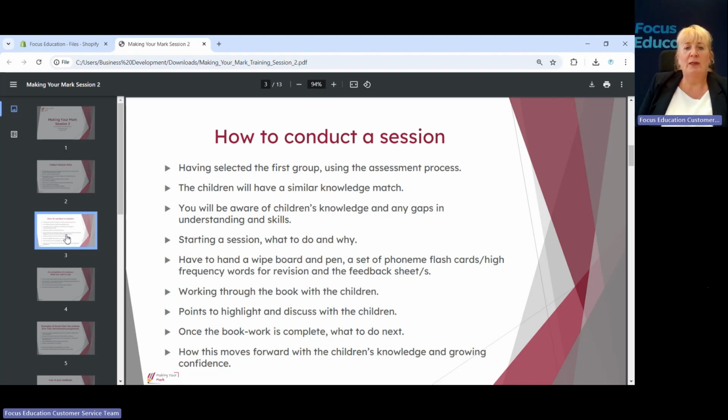And certainly to start with, I would be showing my children, right, we're going to read this book. Here's your book, here's your super. Put your finger on the front cover. Super. Turn over. Put your finger on the first page. What can you see?